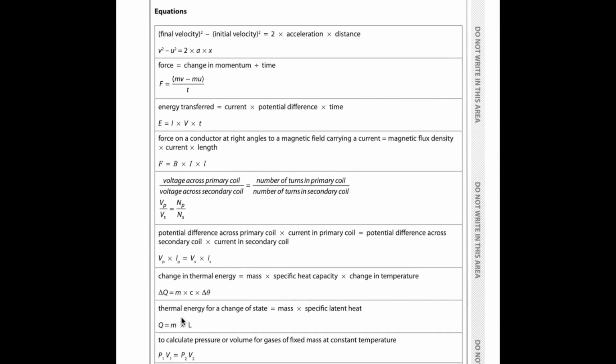Right, here it is. Thermal energy for a change of state equals mass times specific latent heat. Q equals M times L.